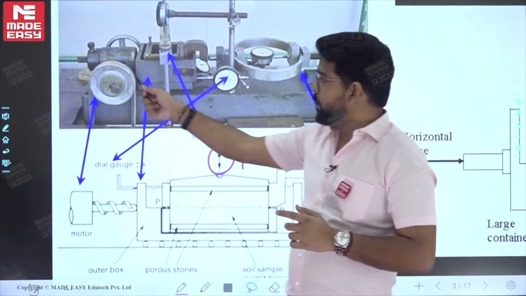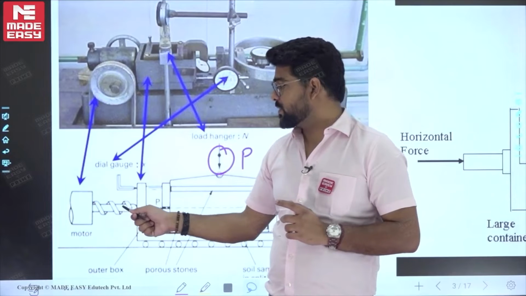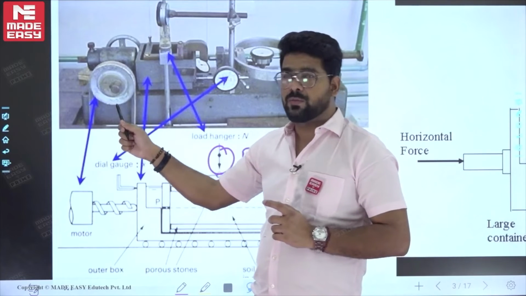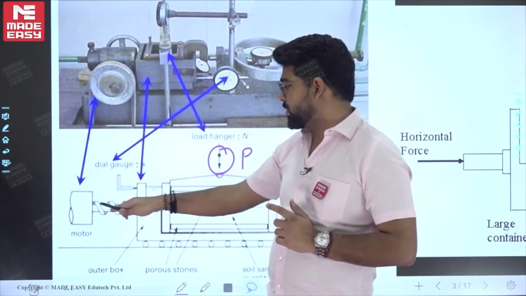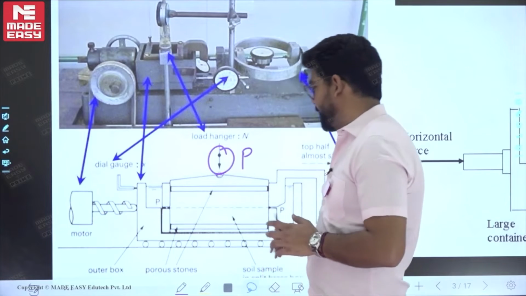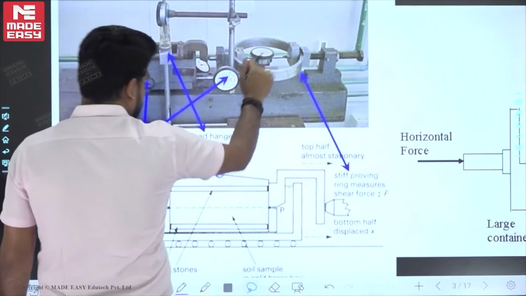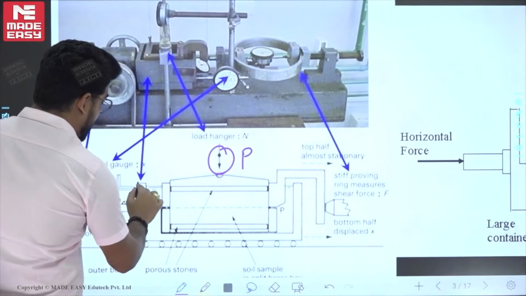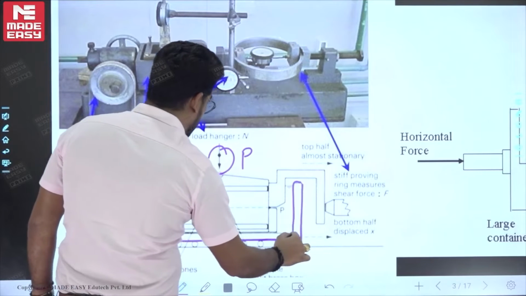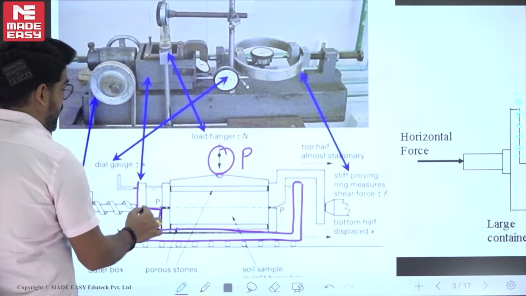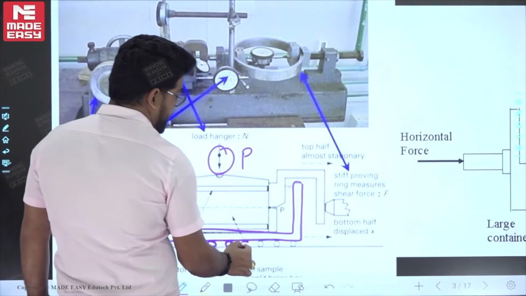Now you can see this is a motor, and there is a screw. Now you just have to switch on this motor. When you switch on the motor, it will apply the force over this arrangement. To be noted, this is something like a stand, and this stand is placed over the rollers. On the rollers this arrangement is placed.